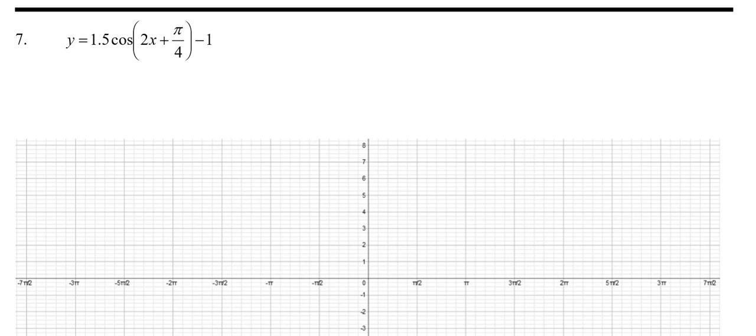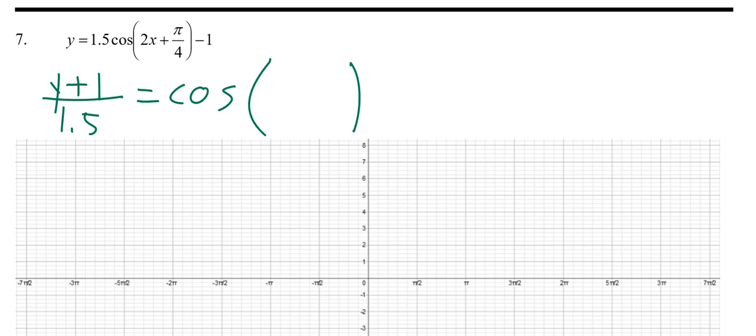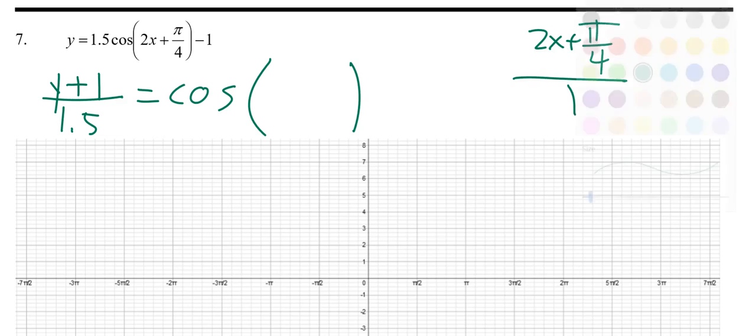Okay, so what do I do first? Give me a little bit more than that. Y plus 1 over 1.5. All right, so we got that taken care of. Now I got to think about what goes inside here. We got 2x plus pi over 4 divided by 1. What are we multiplying the top and bottom by? 1/2. Okay, all right.